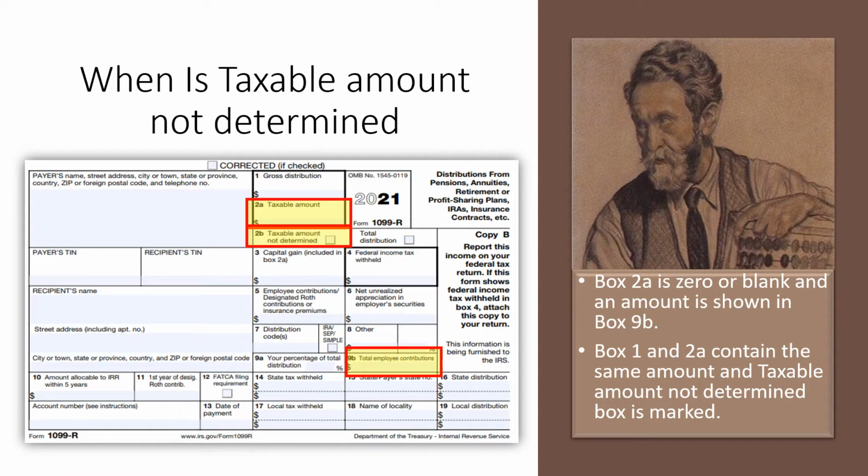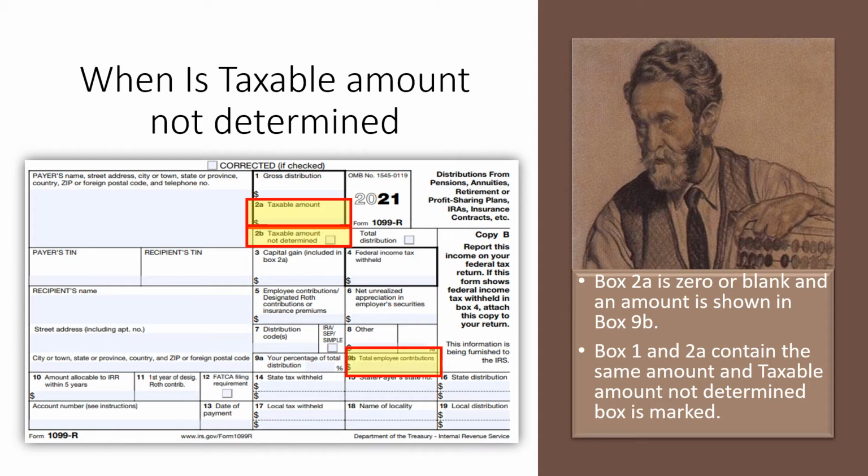So just a recap on what our Form 1099-R is going to look like when the taxable amount isn't determined. Box 1 will be our gross distribution. Box 2A might be a 0 or it might be blank, and there is an amount shown in box 9B. So box 2A is the taxable amount. Box 9B is the total employee contributions to this plan. So that's the cost of the plan.